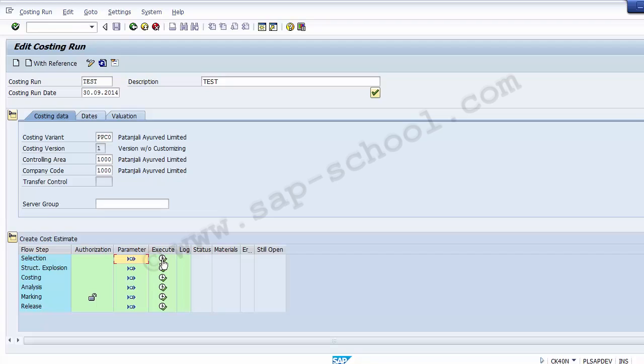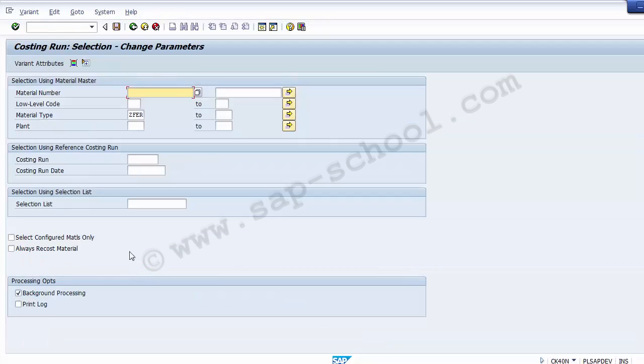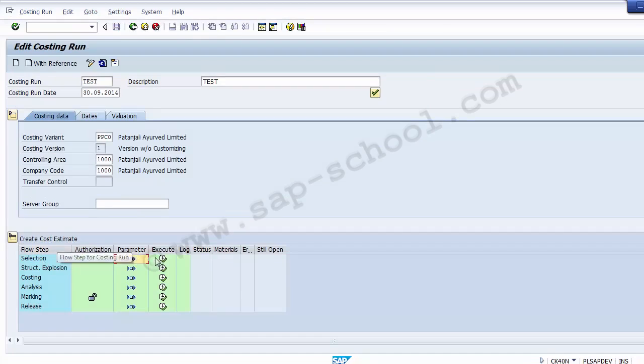The selection parameters are entered, which indicates which material should be costed. So once you click onto the selection over here in the parameters and you fill the details, these details are with respect to the material for which the costing run has to be done. Once you fill the details in these parameters and you save it, that means the costing run will be done for these materials which have been defined in the system in the selection part.